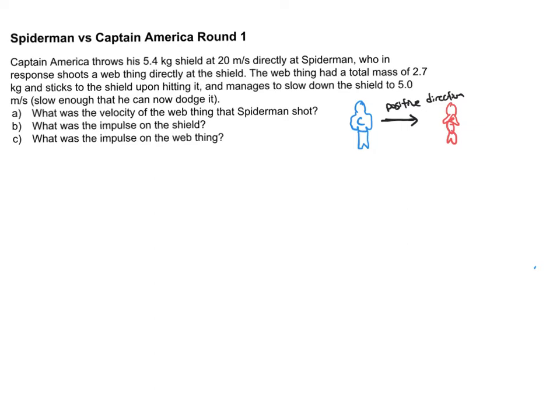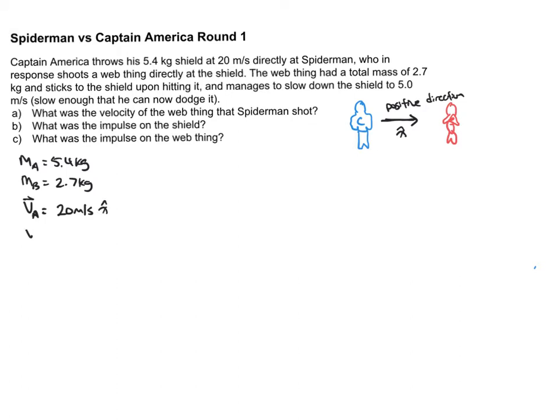So if I list some things out, mass 1 or mass A will be for the shield, that's 5.4 kg. Mass B, which is the webs, is 2.7 kg. The velocity of the shield before they collide is 20 meters per second. Positive, so I'll call this x hat for the positive direction.